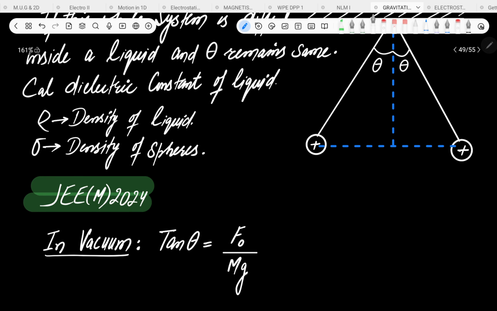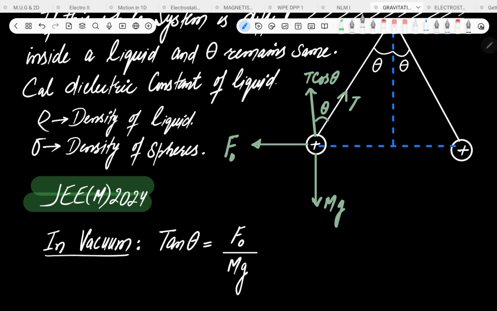Look, you have a charged particle. The forces on this charged particle: one force is electrostatic, in this direction, which is repulsive. The second force is vertically downwards, called weight, which is m multiplied by g. This is the electrostatic force of repulsion, F naught. Then along the length of the string there is another force, the tension in the string. This tension can be resolved into rectangular components. With angle theta, the components will be T cos theta and T sin theta.